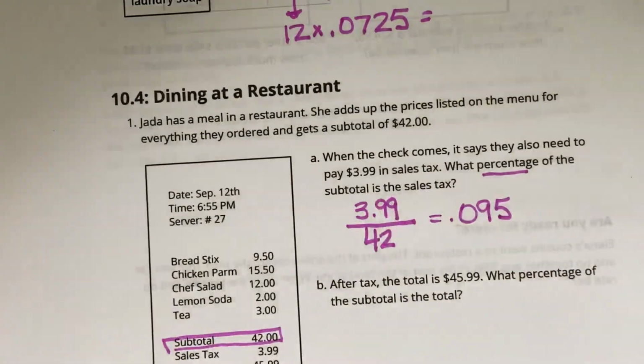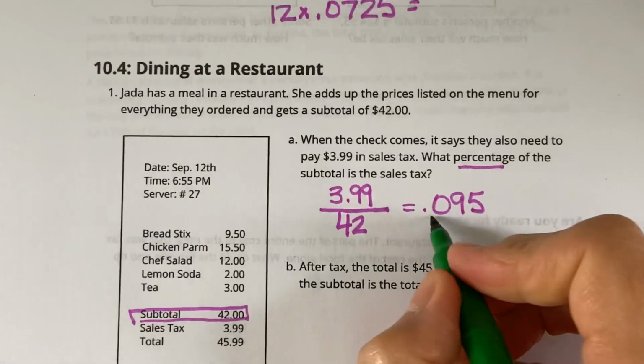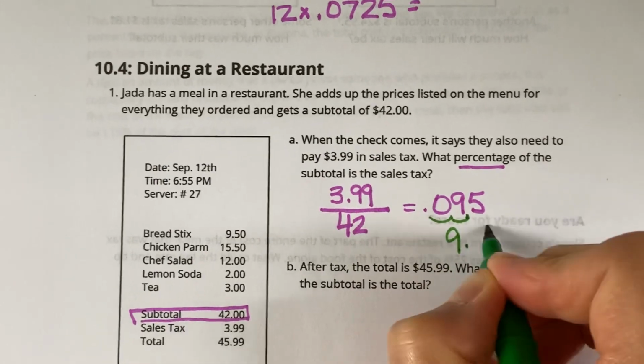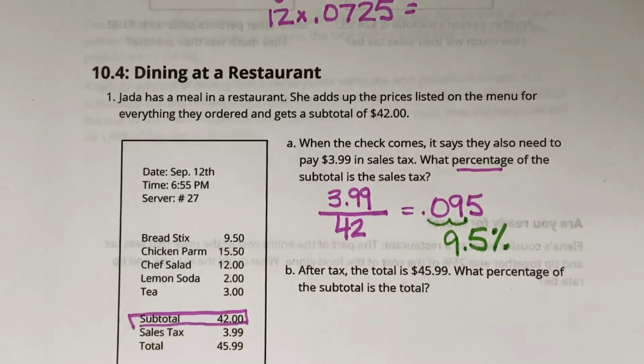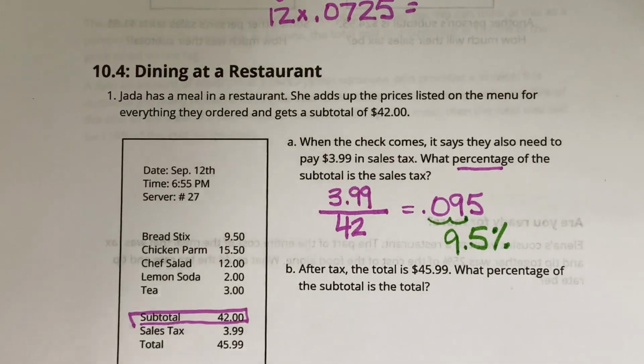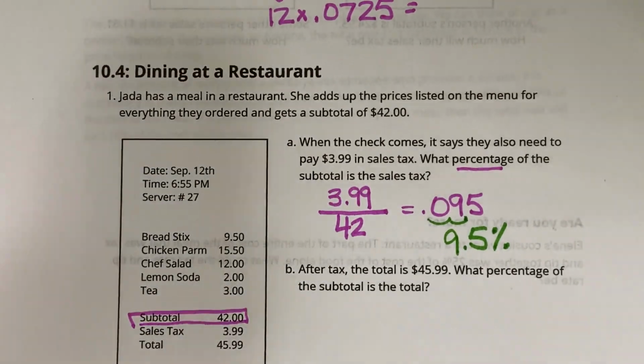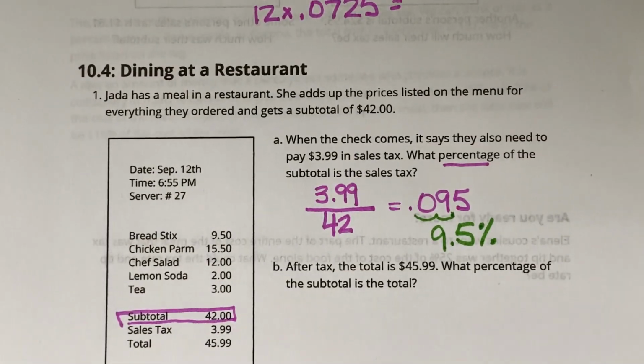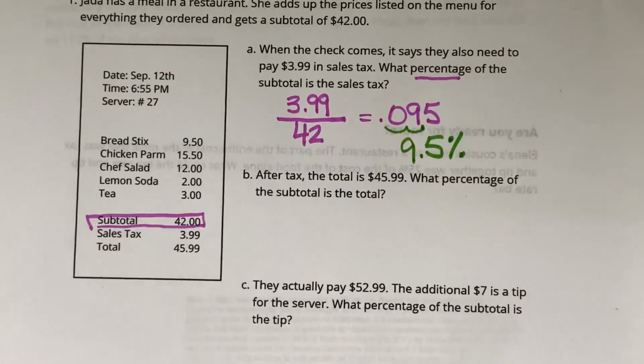Change that to a percent by moving your decimal over twice. Boom, boom. It's 9.5% sales tax, okay? So that's how I would figure out the sales tax. It's always the tax over original. That's all you've got to remember for sales tax, okay?